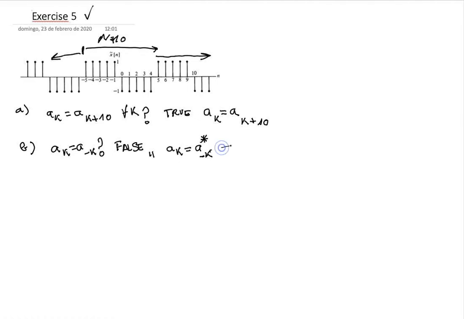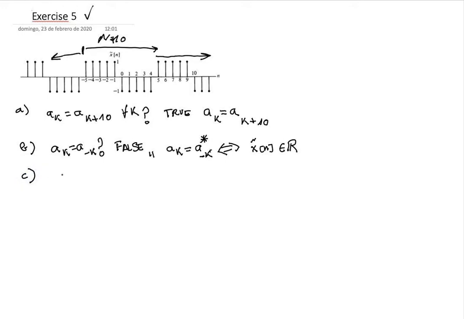But this holds whenever, if you see the theory, the signal, in this case x[n], is real. It's a real signal. Okay, so when the signal is real, which is our case, then this property holds. Okay, so this statement, as said in the handout, is false.